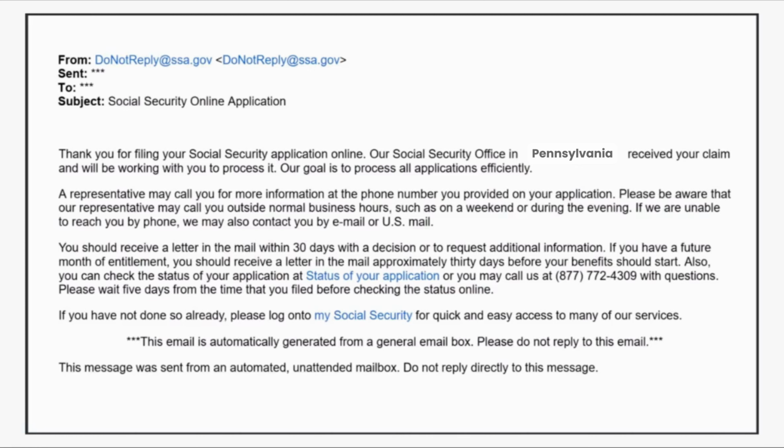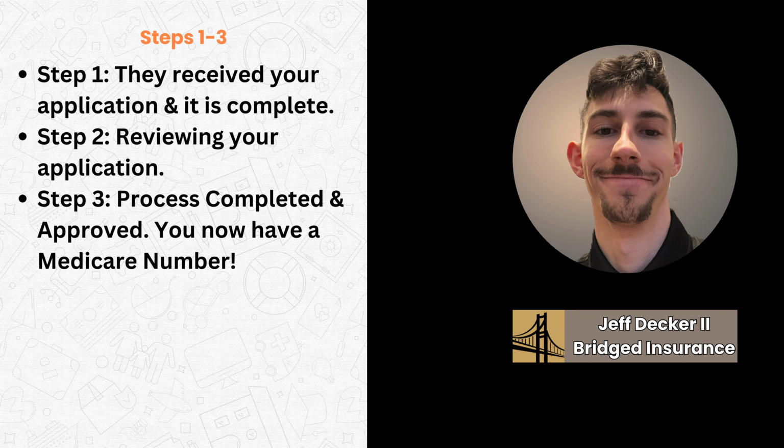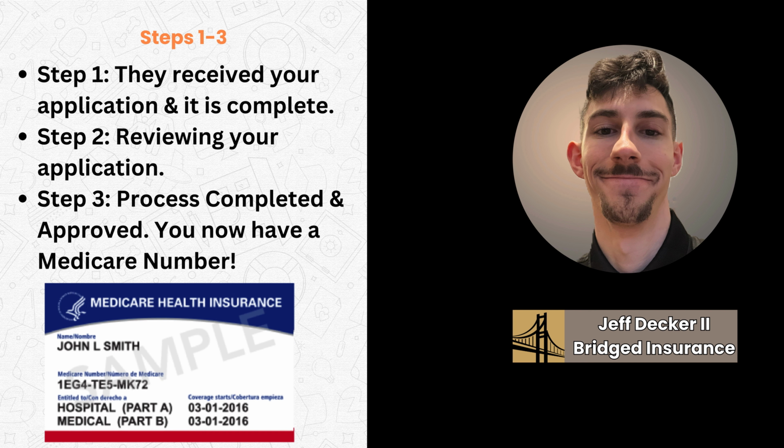If you log into your Social Security account after applying, you will see that your application is in one of 3 steps. Step 1 verifies that you have received your application and that it is complete. Step 2 is when they're reviewing your application. And then finally, Step 3 verifies that your application has been completed and approved. Once you see that you're in Step 3, that means you have a Medicare number. Your agent can help you obtain that number and get enrolled in a plan right away.